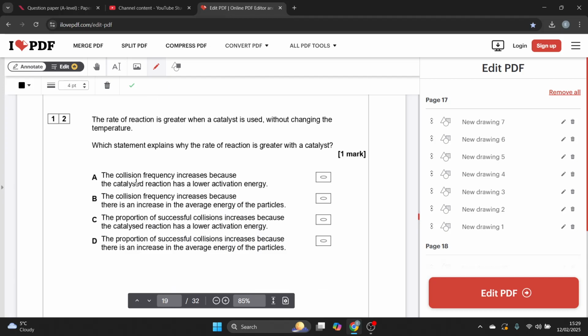Question 12, the rate of reaction is greater when a catalyst is used without changing the temperature. Which statement explains why the rate of reaction is greater with a catalyst? Collision frequency increases because the catalyzed reaction has a lower activation energy. Collision frequency increases because of increased average energy. Proportion of successful collisions increases because the catalyzed reaction has a lower activation energy. Yeah, I see.